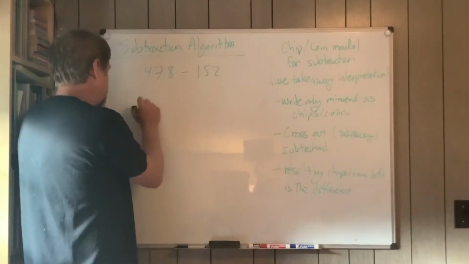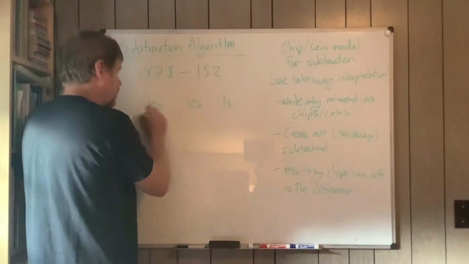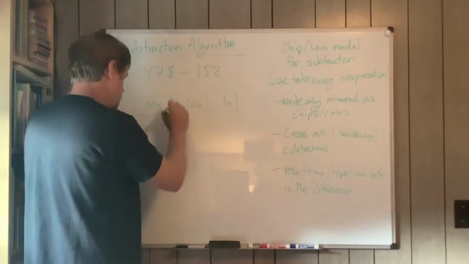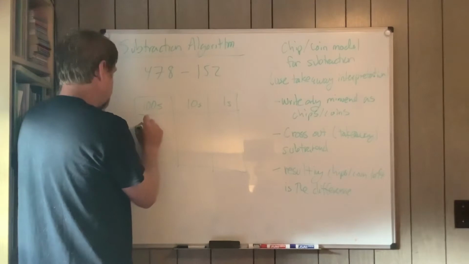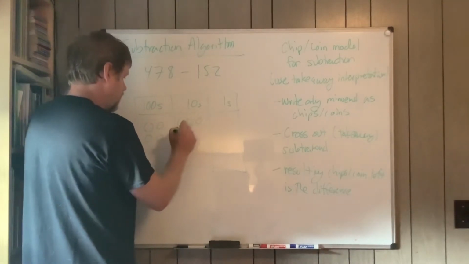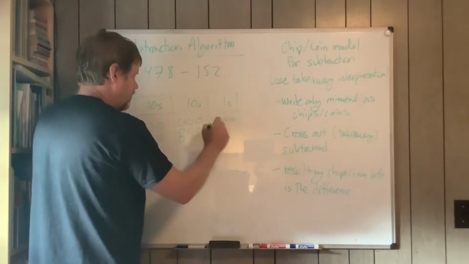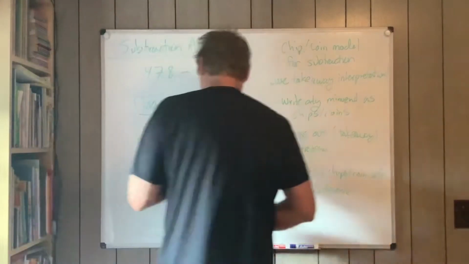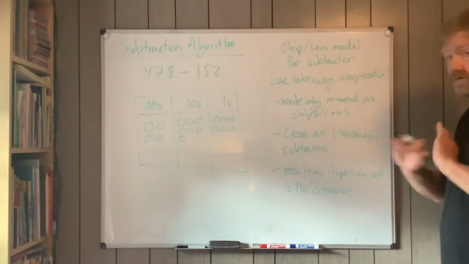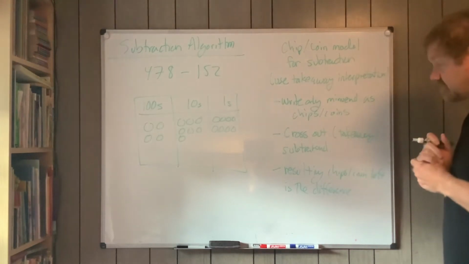Okay, so I've got hundreds, tens, and ones. So I'm going to do 1, 2, 3, 4. 1, 2, 3, 4, 5, 6, 7. 1, 2, 3, 4, 5, 6, 7, 8. These are the only coins that you're going to write down, unless there's any bundling or unbundling that needs to happen.